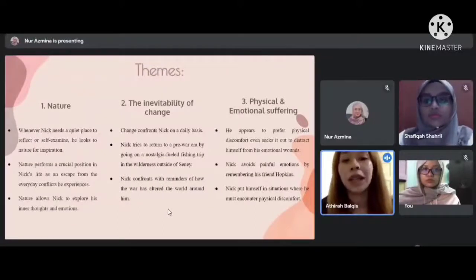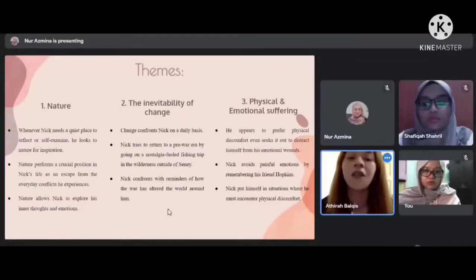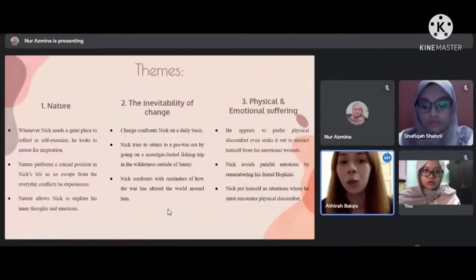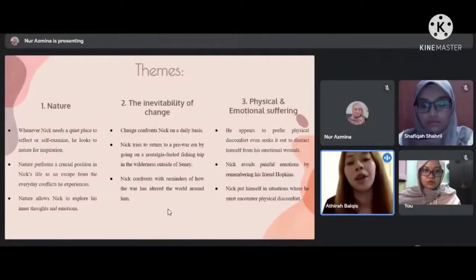The second point is nature performs a crucial position in Nick's life as an escape from the everyday conflict he experiences and faces. For example, one of the few times in the short story where Nick is happy and at peace with himself is when he is by the river. And the third point is nature also allows Nick to explore his inner thoughts and emotions.